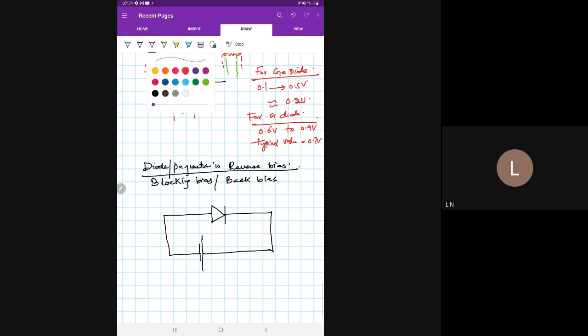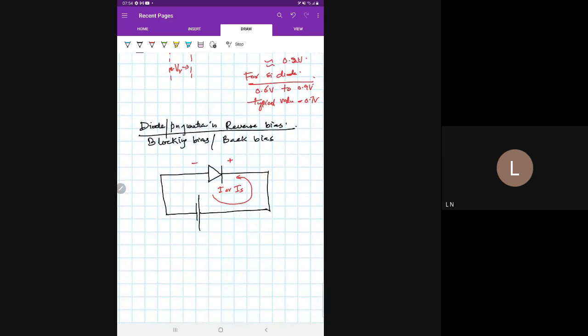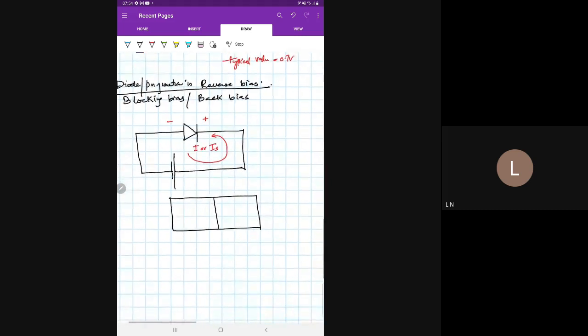So you can see that we have a positive higher potential on the N side and a lower potential on the P side. Now the current that will flow in a reverse bias condition is I of S, saturation current. And we have already discussed that in forward bias, the width of the depletion region decreases. But in reverse bias condition, the width of the depletion region increases. How does it increase? I'll explain it here.